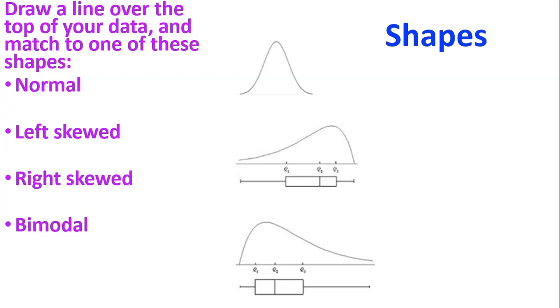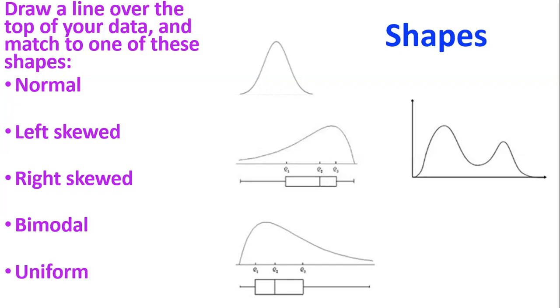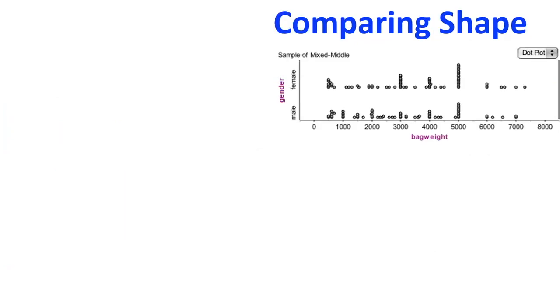Bimodal, the word bi means 2, like bicycle's got 2 wheels, so a bimodal is a graph which has 2 peaks. Okay, so mode being common number, so bimodal means 2 common peaks. And the last shape, and you don't see this very often at this level, but the other shape that we might see is uniform, and that's a rectangular shape. So that's what you want to do, is draw your shape over the top of your own data and match to one of these to describe it.